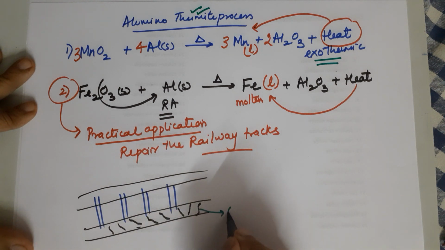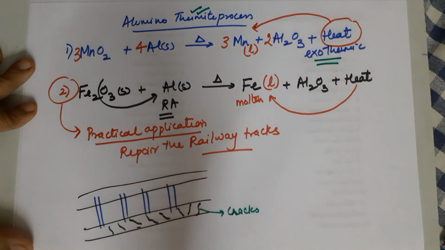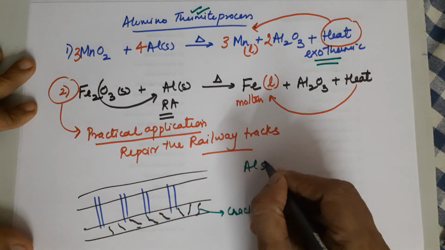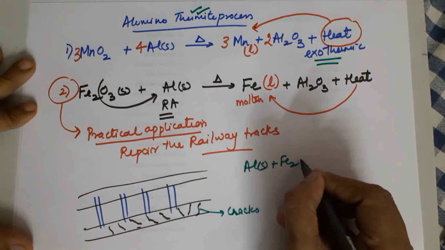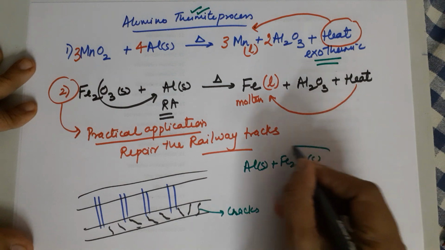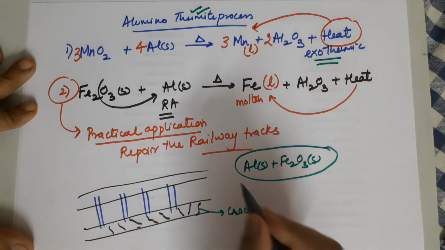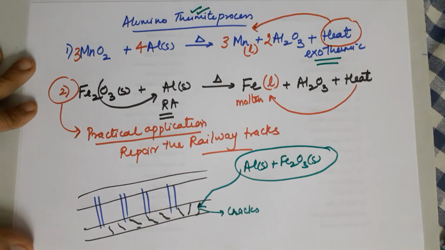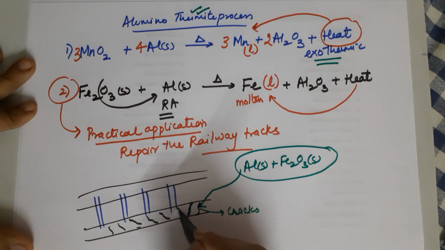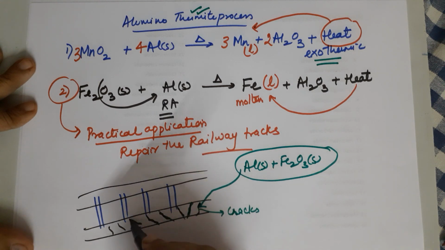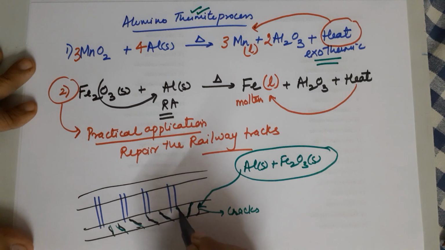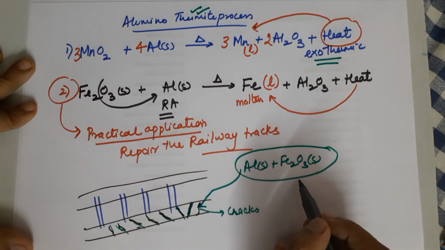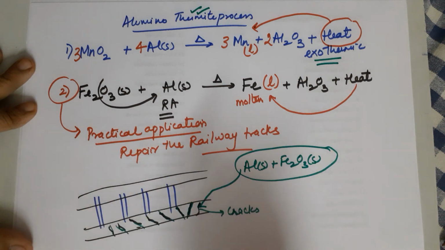Now, these cracks in the railway tracks can be repaired without removing the railway track. What do we do? You take aluminium powder and ferric oxide powder, mix the two and fill the cracks. Now, your cracks will be filled with this particular powder. Just leave it. There is no need to remove the track. Just fill these cracks with this mixture powder and let the other trains move on it.